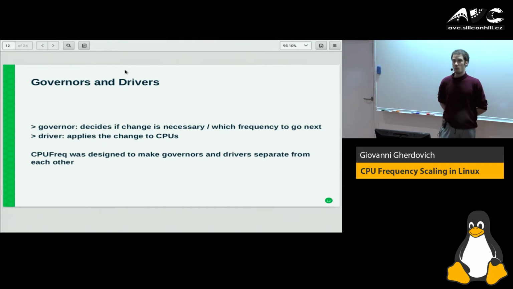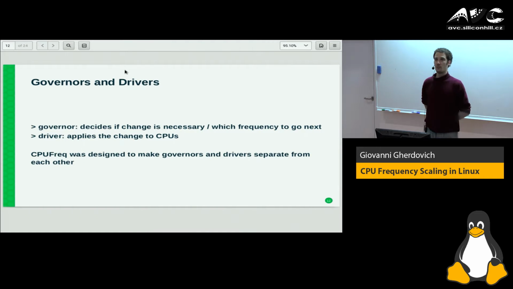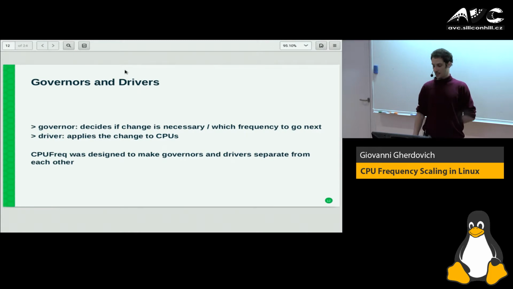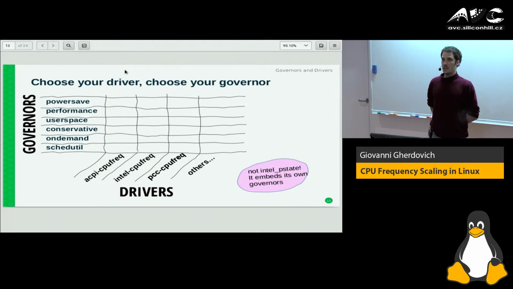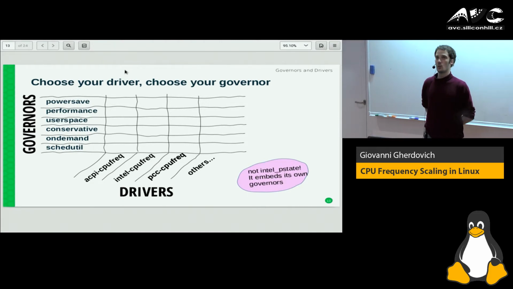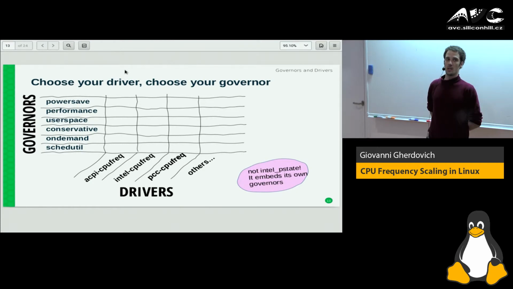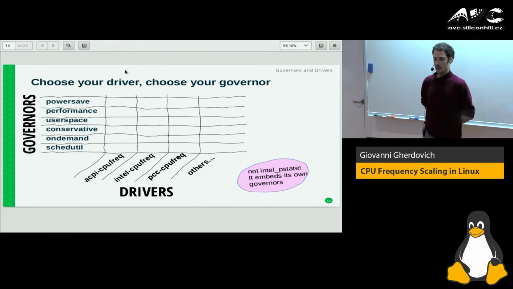What is a governor now, and what is a driver? A governor is the piece of software that decides if we have to change the frequency of the CPU and what is the next frequency value. And the driver is the piece of software that implements this decision. The CPUFreq subsystem was designed initially with the idea that governors and drivers should be somehow orthogonal. So you could choose your driver and choose your governor independently. So in this matrix that I draw, you could choose any driver, such as ACPI CPUFreq, and then one of the available governors, and position your machine at that point in the matrix.